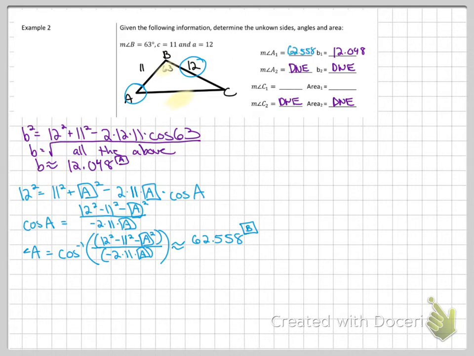Now that we have two of our three angles, you can do triangle sum to find the missing one. You're welcome to do law of cosines again, but angle C is going to be 180 minus angle B, which we knew, and minus angle A, which we just found. So approximately 54.442.